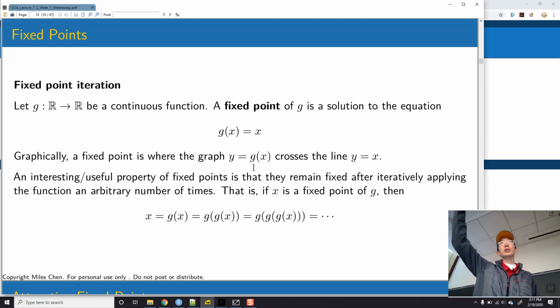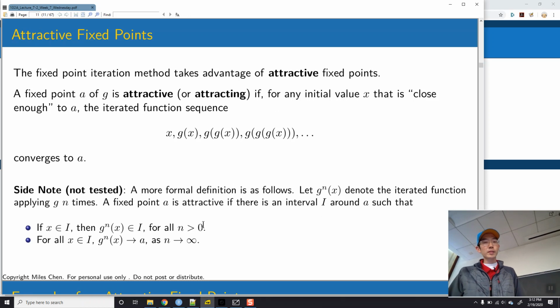So just imagine the line y equals x running diagonally, and then you've got the function g, and where does it cross? Because g of x is equal to x, I can continuously apply g, and if we're at the fixed point, g of x and g of g of x and g of g of g of x are all the same. They're all equal to x, just because we're at the fixed point, all right?